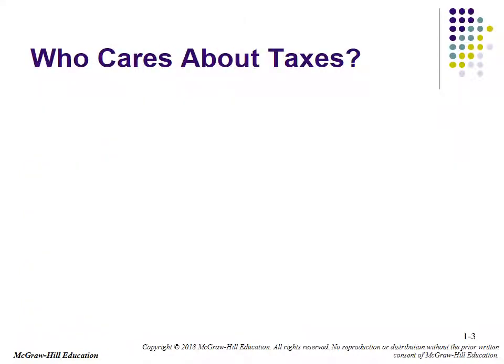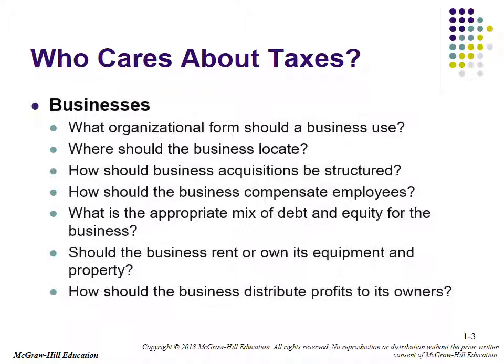So who cares about taxes? And if you're following along in your book as well, that's the first objective we'll be looking at. Who cares? Everyone cares. Businesses especially. A business will worry about taxes because different types of businesses are taxed differently. So how should they form as a business? Should they be a sole proprietorship, a partnership, a corporation, a special type of corporation, a limited liability company? So businesses, before they pick their ultimate form, will look at the taxes associated with each.